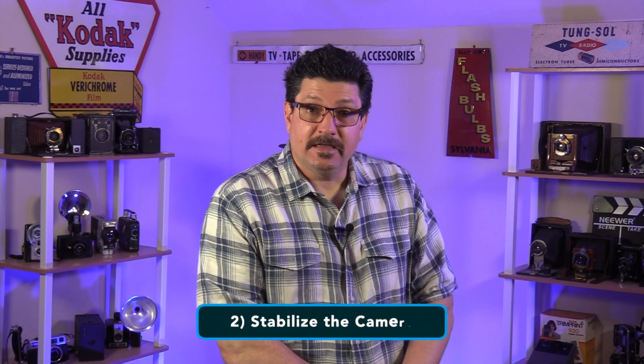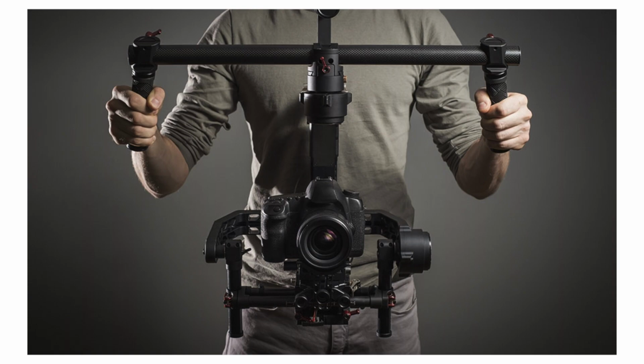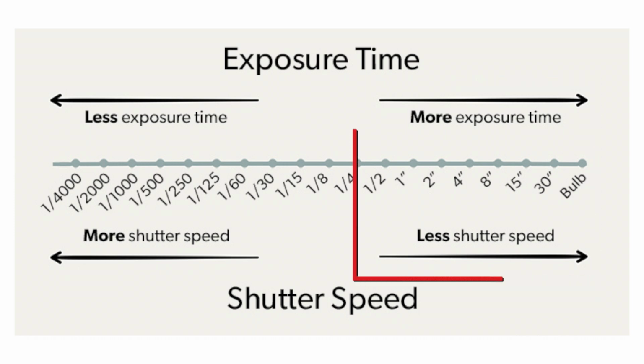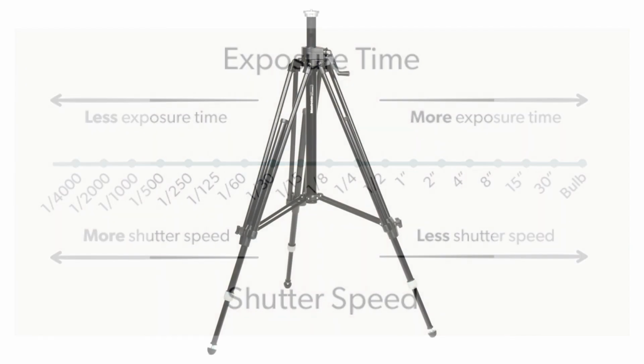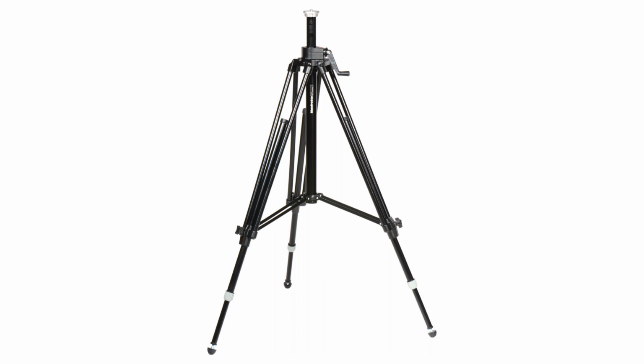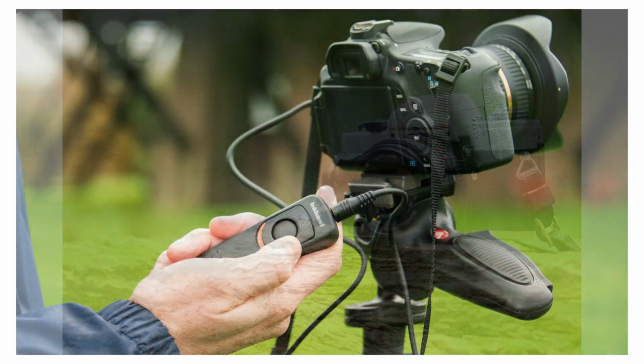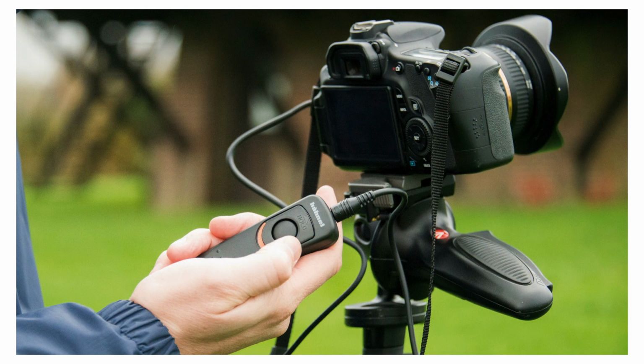Number 2 is to stabilize your camera. Be sure to stabilize the camera when shooting motion blur. Using slow shutter speeds and longer exposures can cause the entire image to become blurred. Using a tripod is usually the best option, but finding a stable surface to put your camera down onto will work just as well. For photography, you might also consider using a remote release to prevent the camera from shaking when you release the shutter.